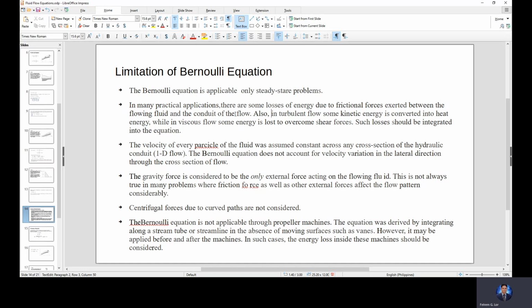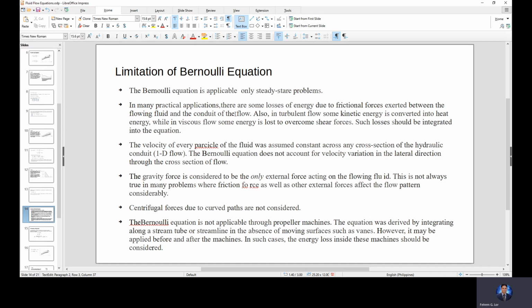Steady state problem means that the velocity is constant all throughout, or steady flow. So it can no longer be applied to unsteady flow. Those are the limits. That's why in an open channel, sometimes we don't use Bernoulli's energy equation, especially in advanced hydraulics problems. If the flow is unsteady, we cannot apply Bernoulli's energy equation.